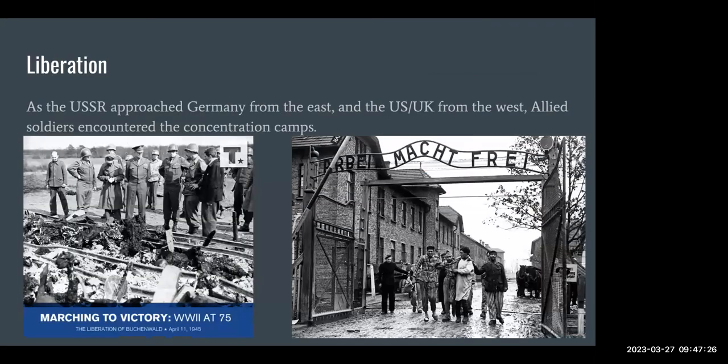So at the end of the war, camps were liberated basically by whichever army got there first. The farther east the camp was, the more likely it was that the camp was liberated by the Soviet Union, like Auschwitz was. The farther west it was, especially the camps in Germany, the more likely it was that it was liberated by America or Britain. Those would be camps like Bergen-Belsen or Ravensbrück, and certainly Dachau.